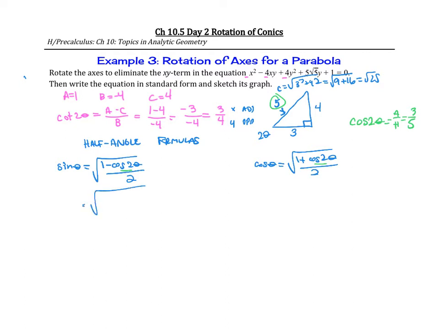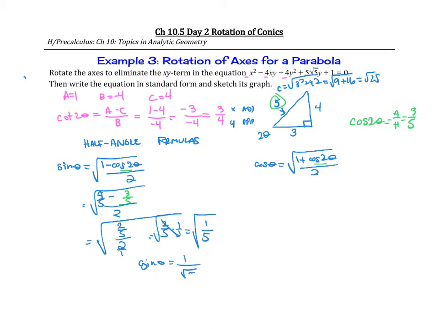So now we can use that to plug in and find sine of theta and cosine of theta. So this is going to be the square root of 1 minus 3/5 all over 2. And then we'll finish this out. So this one changes to really a 5 over 5. So the square root of 5 minus 3 is 2 over 5 over 2. And then let's simplify that. So this is 2 over 5 times 1 over 2. So we're really looking at the square root of 1 over 5, or simplified, sine of theta equals 1 over root 5.